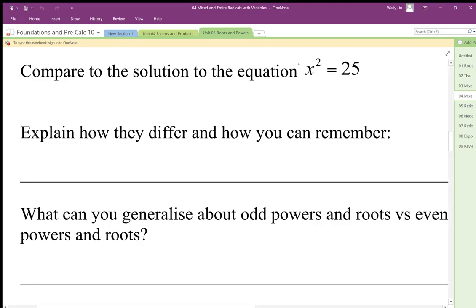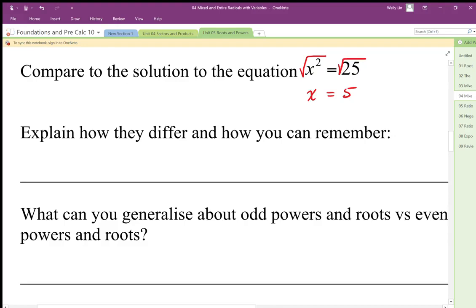So again, we use an opposite to solve. We square root. And if we just did the principal square root, we get x is equal to 5. Now this is a problem because if we look at the original equation in black, well, 5 squared definitely equals 25, but there is another number squared that will equal positive 25, and that answer is negative 5.